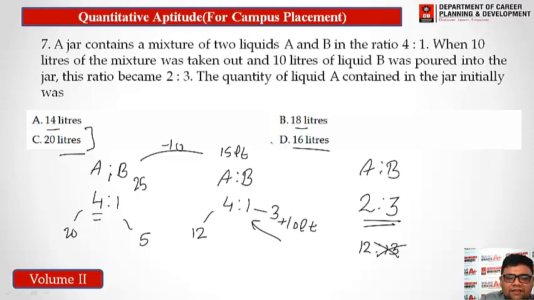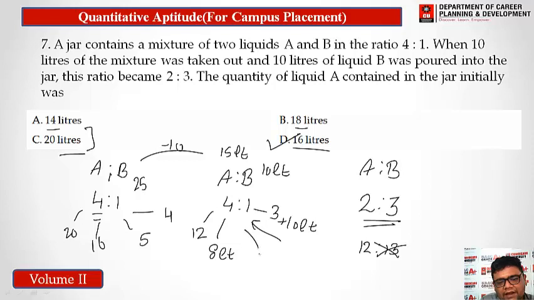So the remaining option is D. Option D is the correct answer. We can cross-check it also. If we take A as 16, then B will be 4, so 20 in total. If we subtract 10, then 10 liters will be left, which will be 8 liters and 2 liters. Now if I add 10 liters to B, it will be 8:12, which gives us the correct ratio.